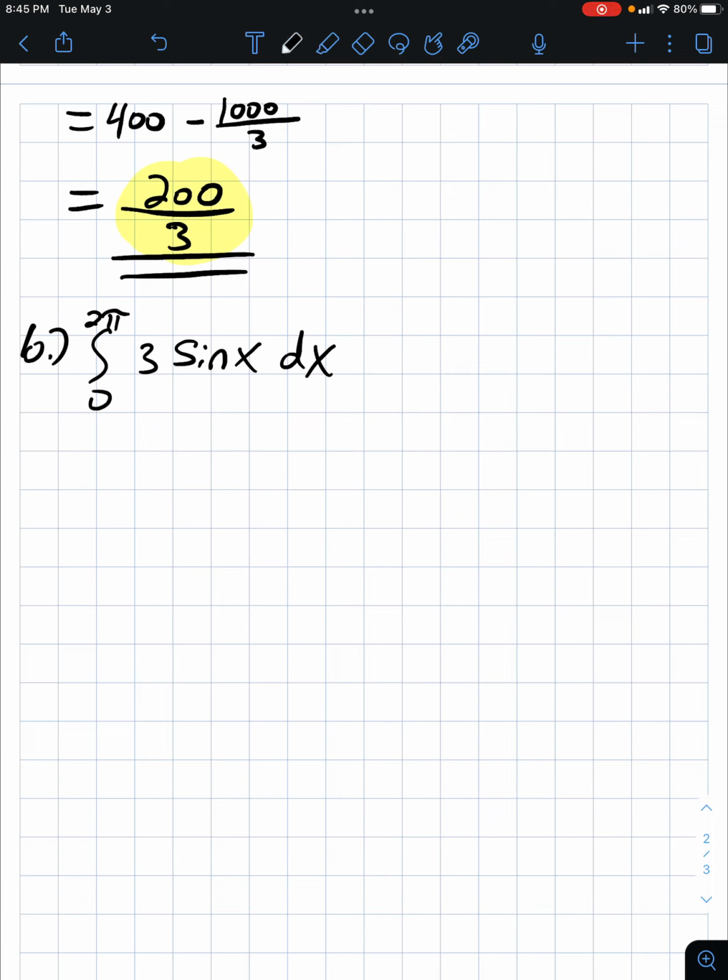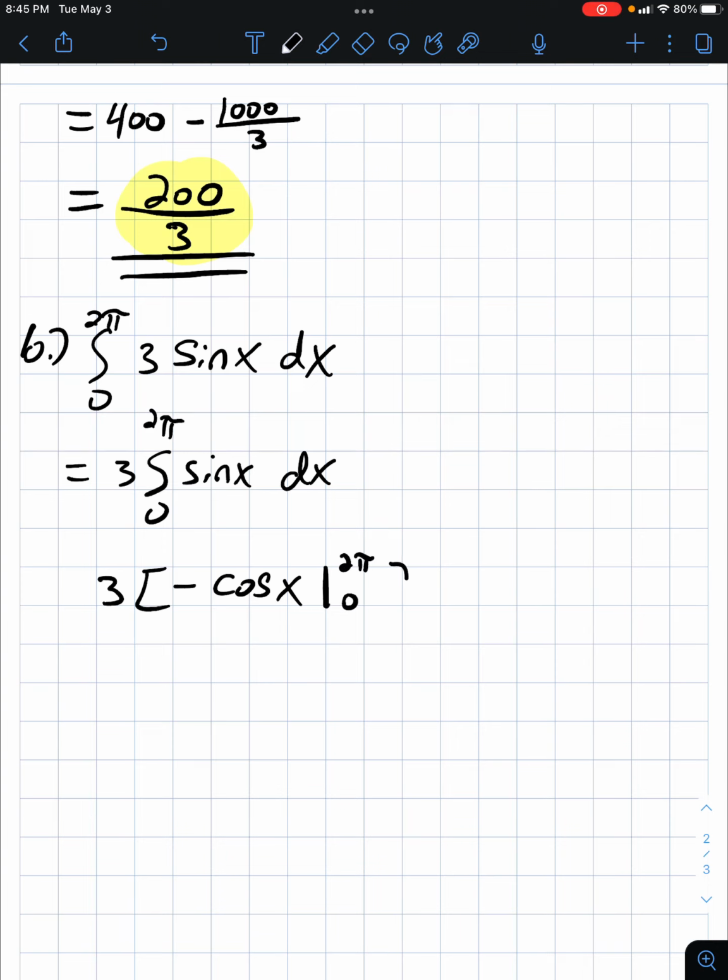Now in part B, we need to evaluate the integral from 0 to 2 pi of 3 sine of x dx. So we have a constant which we can move out in front. So this is going to be equal to 3 times the integral from 0 to 2 pi of sine of x dx. Now we take the integral of sine of x, which is negative cosine of x, and we take this from 0 to 2 pi.